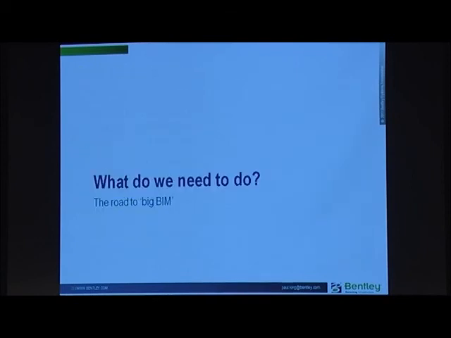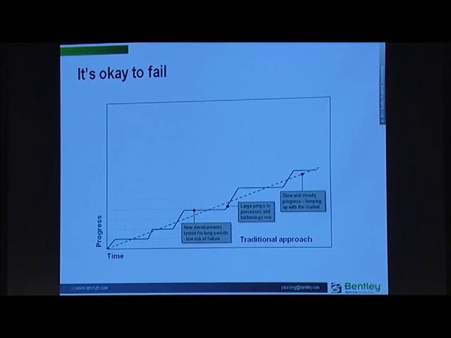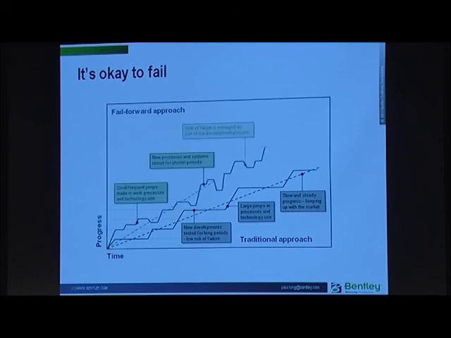Okay, so what do we need to do to go on this road to BIM? The first thing to say is it is okay to fail sometimes. Not all this stuff works when you try it on every project. And if you look at what we traditionally do in construction, whether it's a new CAD system, a new tool, whatever it might be, we think about it, we plan it, we try it, and then we'll try it for a long while to make sure it's okay. Then we try something else. And it's sort of slow and steady.